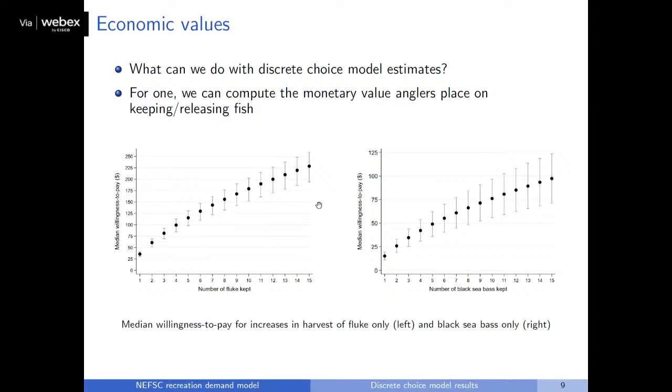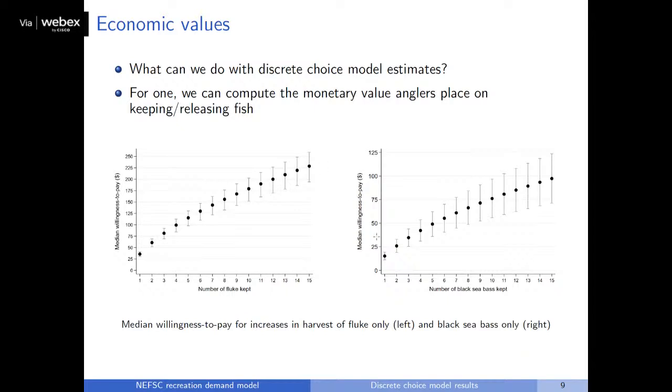So if we look at this left plot, the value anglers place, the median willingness to pay for harvesting the first fluke is worth about $30 to anglers. And that value increases with the number of fluke kept at a decreasing rate. So the second fluke is worth a little bit less than $30, the third one a little bit less, and so on and so forth.